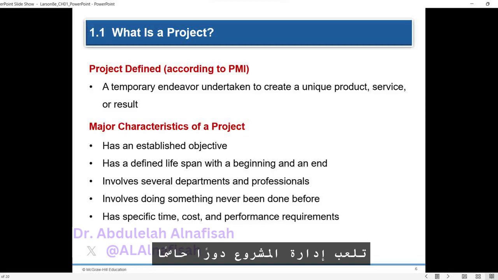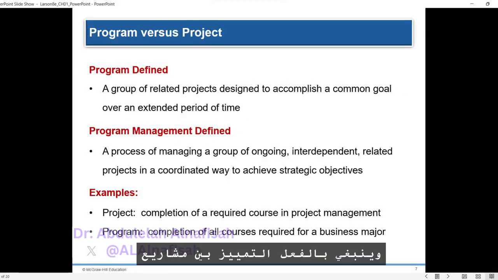Project management plays a crucial role in overseeing and coordinating the different aspects of a project to ensure its successful delivery while meeting the customer's needs. Program versus project. Projects should indeed be distinguished from everyday work.